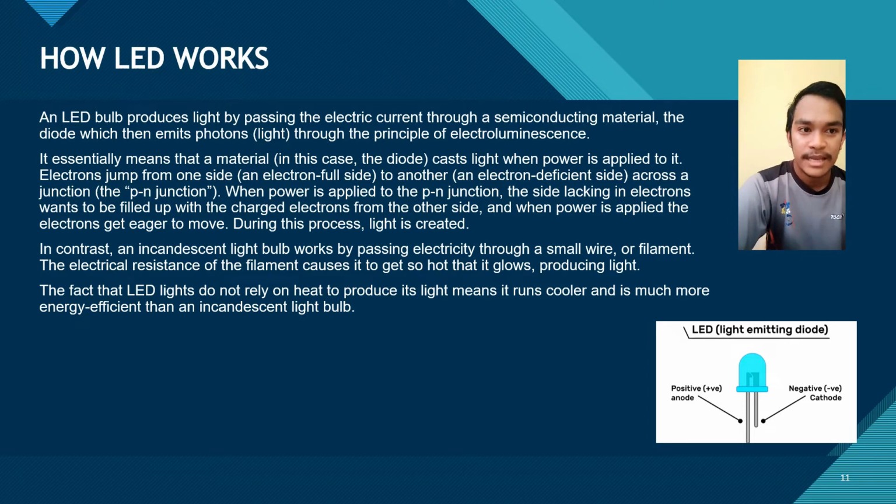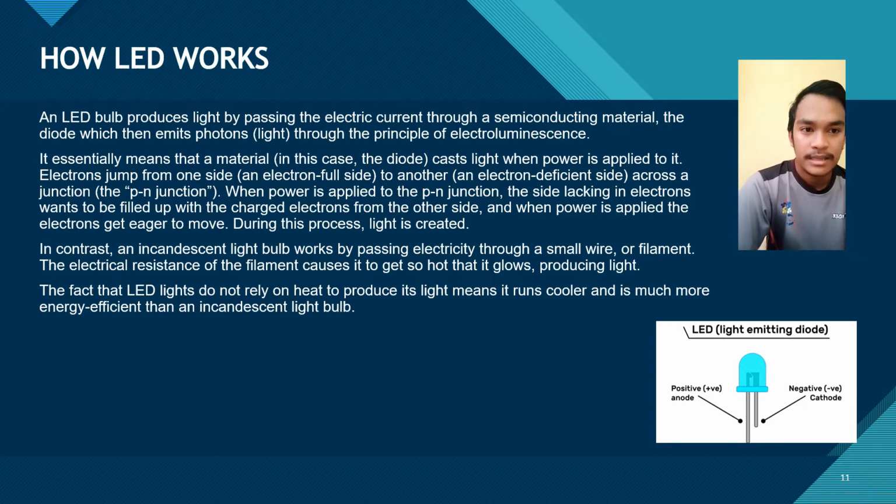Electrons jump from one side to another side across a junction, which is the PN junction. When power is applied to the PN junction, the side lacking in electrons wants to be filled up with the charged electrons from the other side. And when power is applied, the electrons get eager to move, which is to get energy. During this process, the light is created.